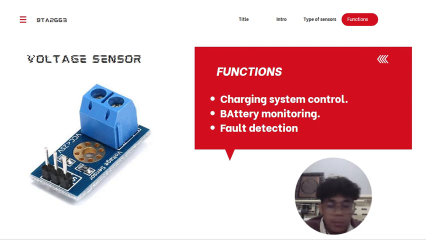Next is the voltage sensor. Voltage sensors in cars play a critical role in monitoring electrical system health, ensuring optimal performance and safety. The sensor measures the voltage level in the vehicle battery and electrical circuits, providing real-time data to the engine control unit, which we call the ECU, and other electronic control modules. The function of the voltage sensor is charge system control, battery monitoring, and fault detection.